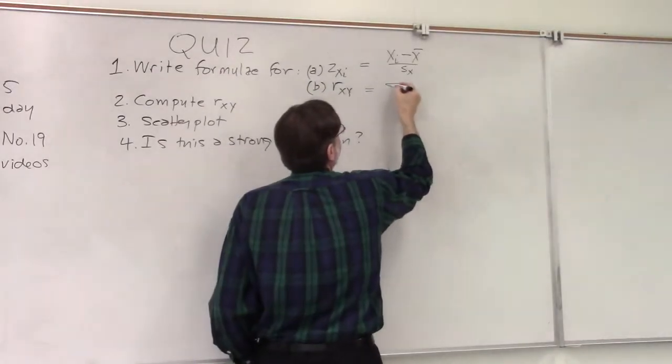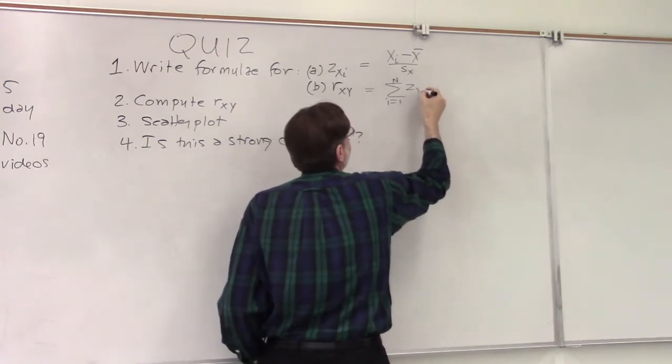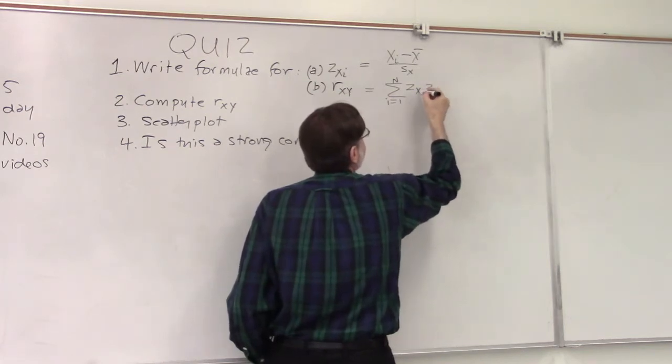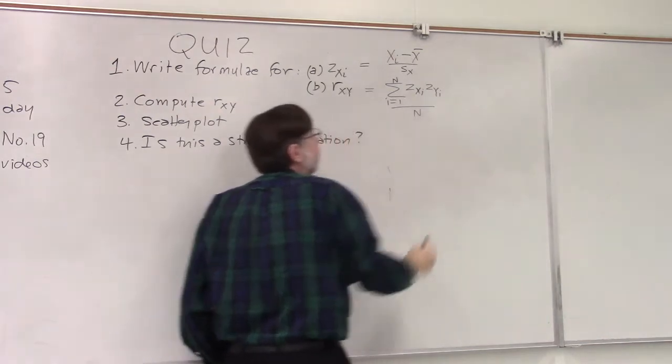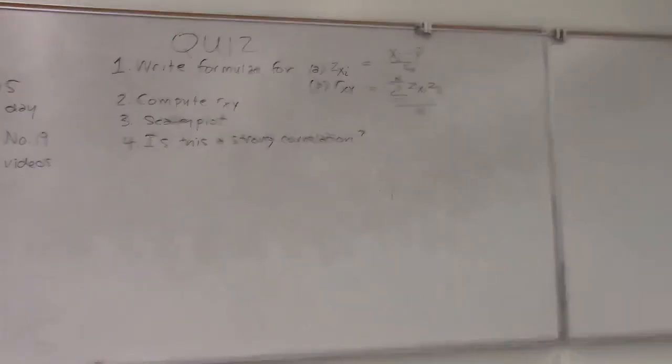The correlation coefficient is the sum from i equals 1 to n of z sub x sub i times z sub y sub i, divided by n. Actually, that looks like an x. So it's the average product of the z-scores. Then you're asked to compute the correlation coefficient, in this case over here.